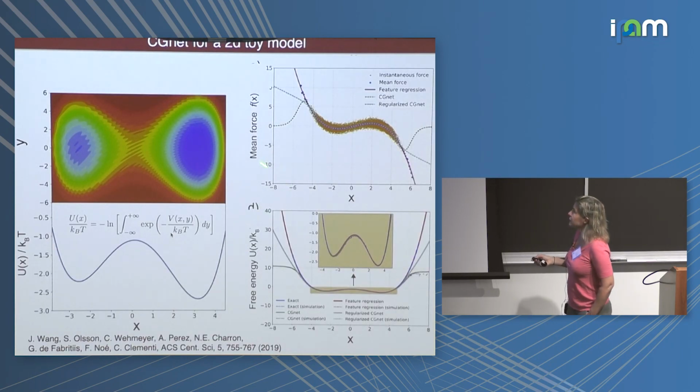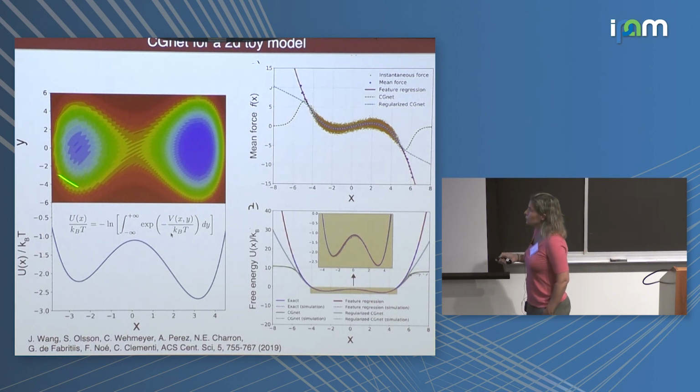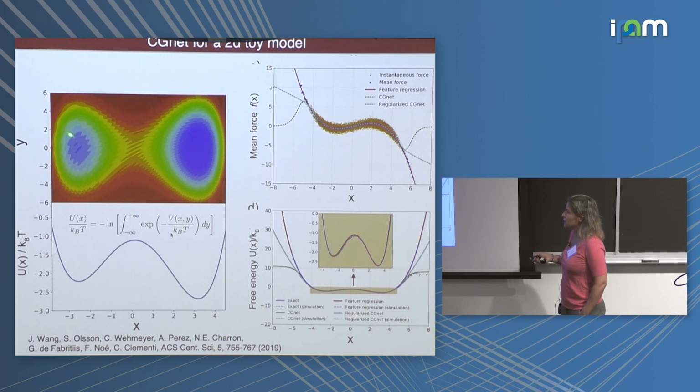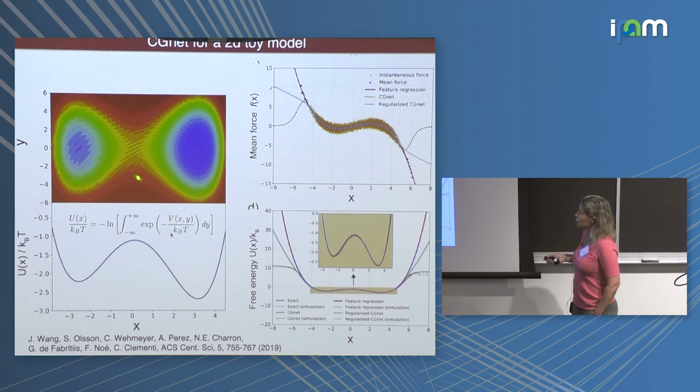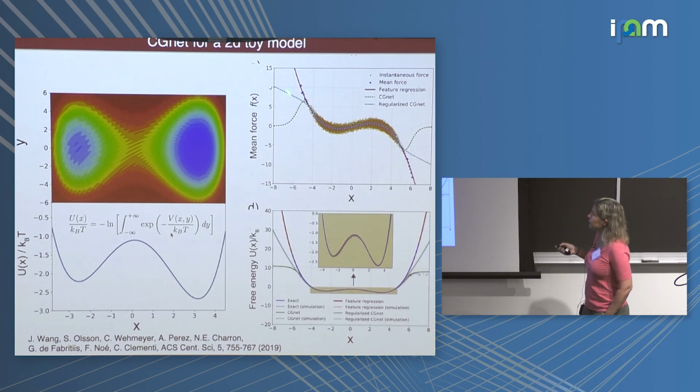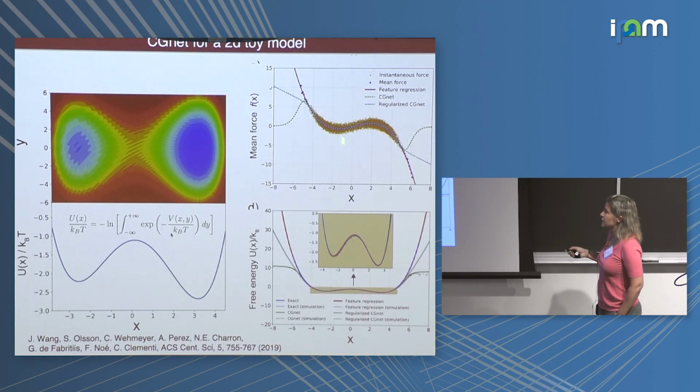Okay, let me show you how it works for a 2D toy model, the same toy model I've shown you before. This is coarse graining from 2D to 1D. We use this force matching with the x coordinate as the coarse-grained coordinate, and this is what we find. The instantaneous forces are the orange points, and there is a lot of noise because for the same x coordinate there are many y coordinates consistent with it, so the instantaneous force is a distribution around it.